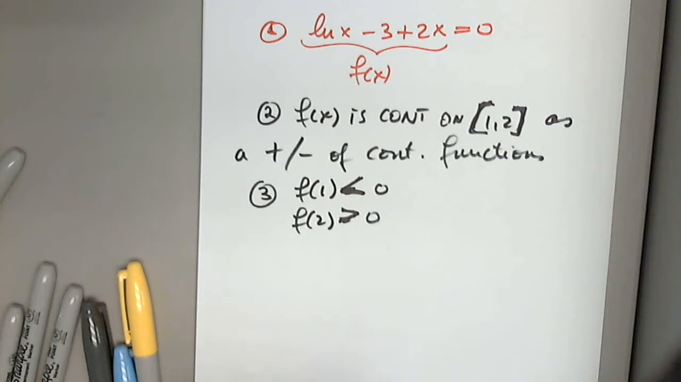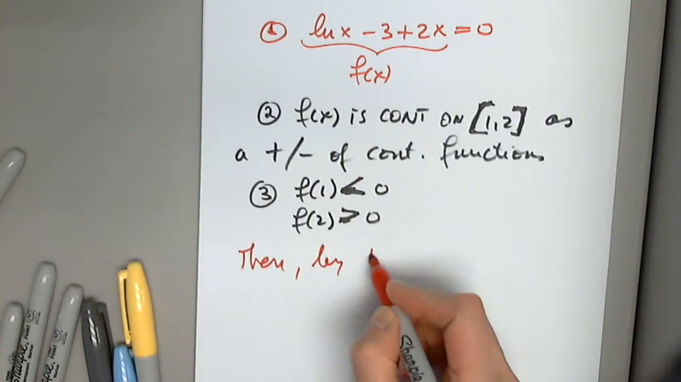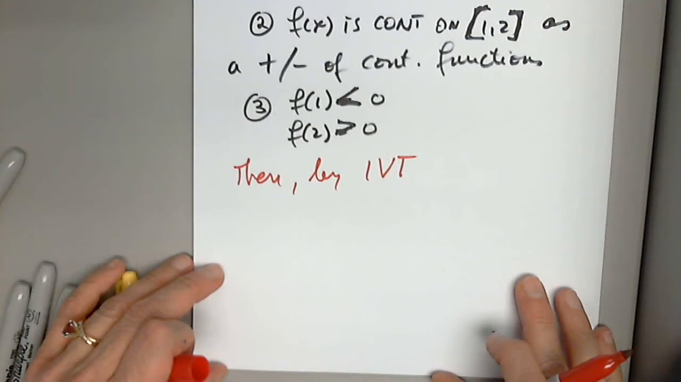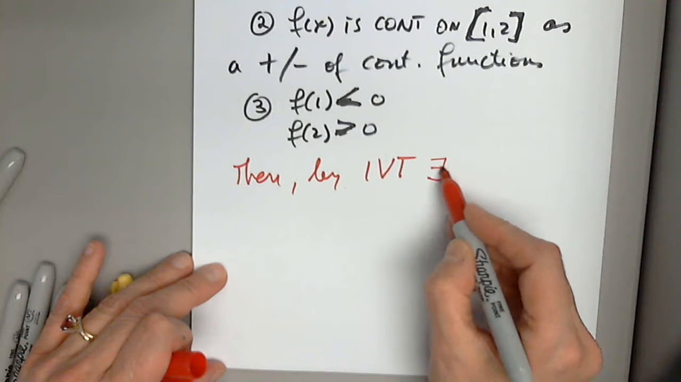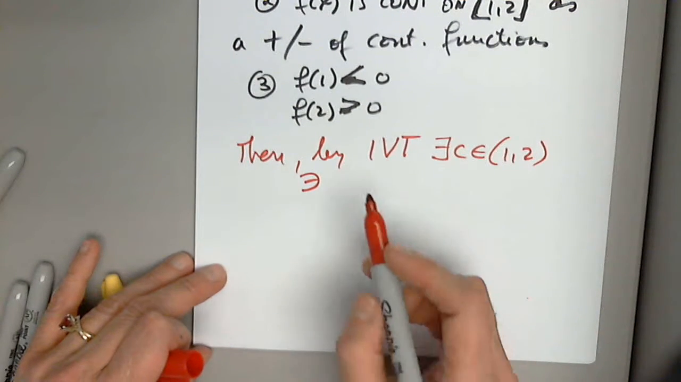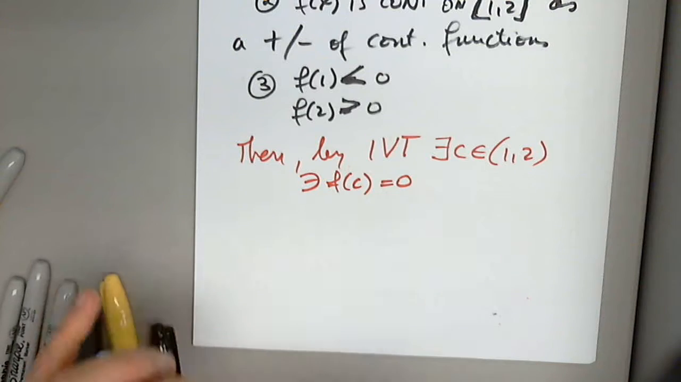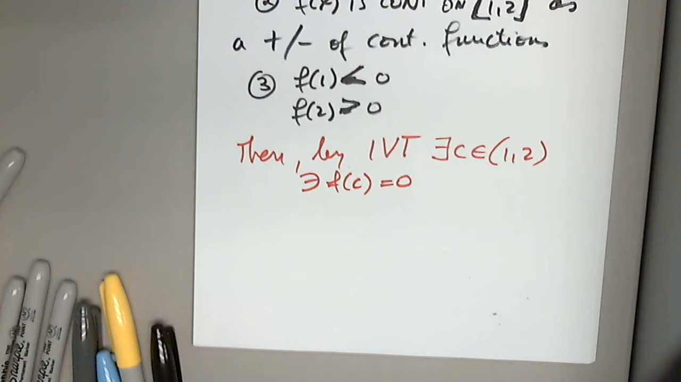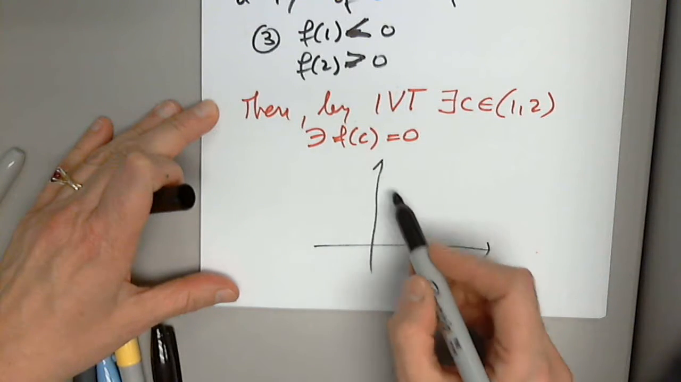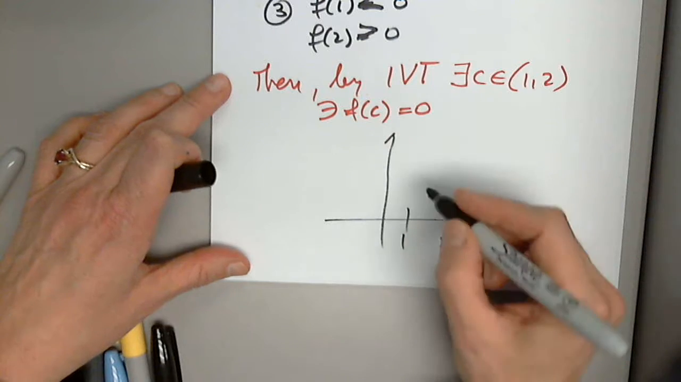And then here's our conclusion. Then, by IVT, the intermediate value theorem, what? There exists a C in the open interval 1, 2, such that f of C is 0. Now you understand that the IVT is not applicable if the function is not continuous. Here's a counterexample, right? So let me give an example for 1 to 2. Here it is.